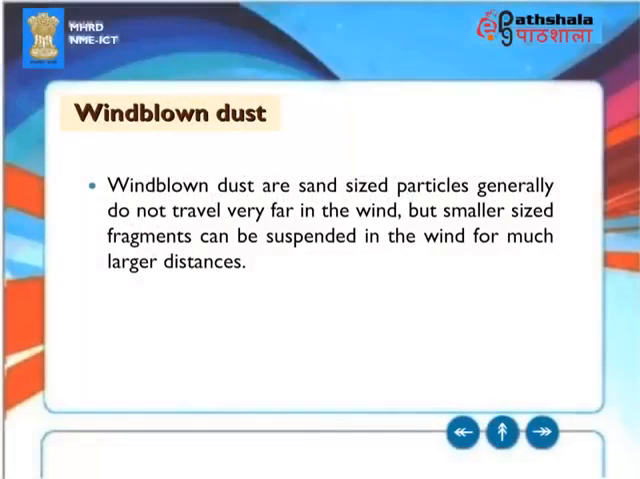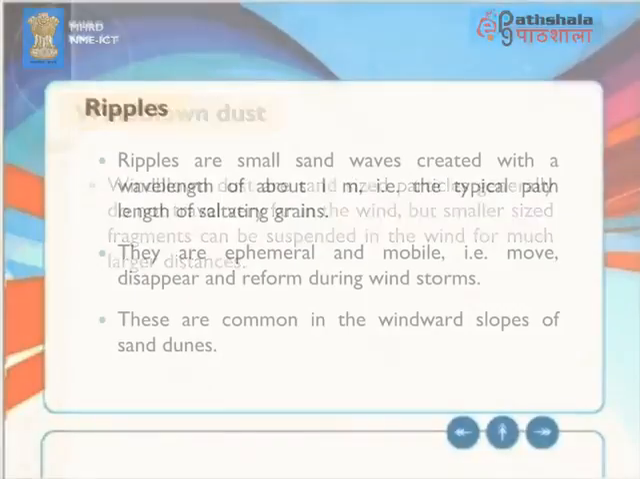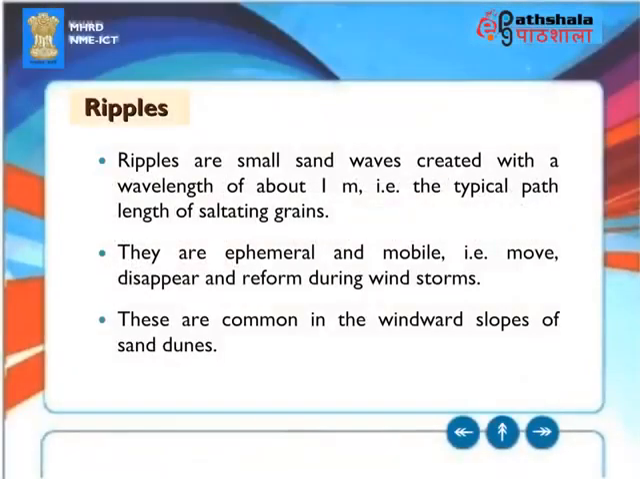Wind-blown dust. Wind-blown dust particles are sand-sized, generally do not travel very far in the wind, but smaller-sized fragments can be suspended in the wind for much larger distances. Ripples. Ripples are small sand waves with a wavelength of about 1 meter, that is, the typical path length of saltating grains. They are ephemeral and mobile, that is, they move, disappear, and reform during wind storms. These are common on the windward slopes of sand dunes.